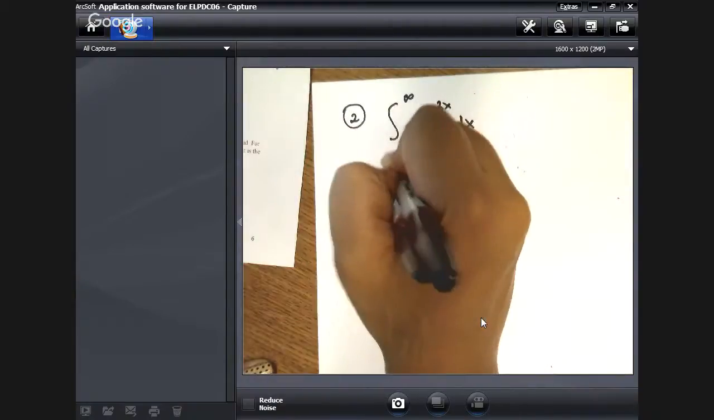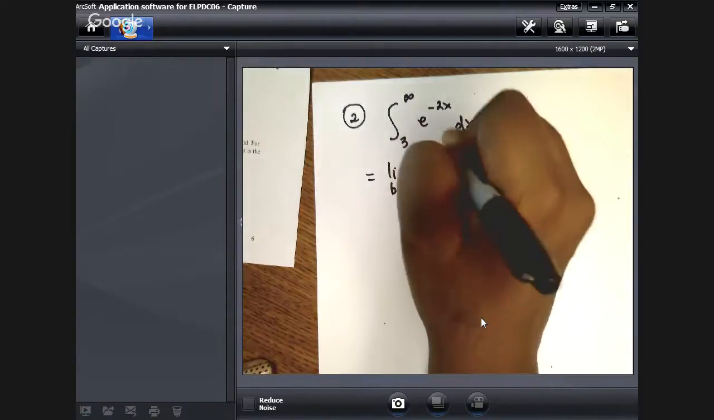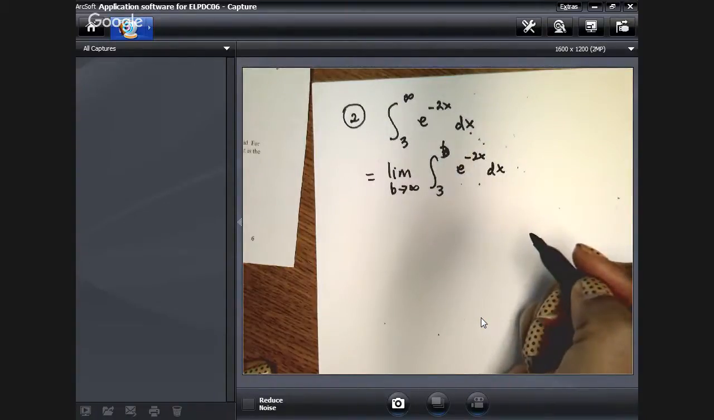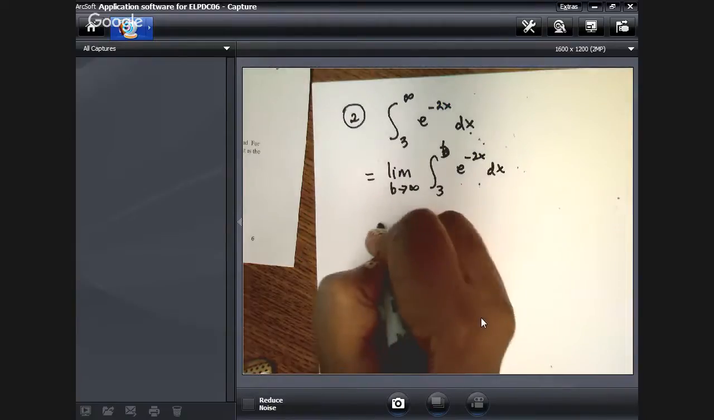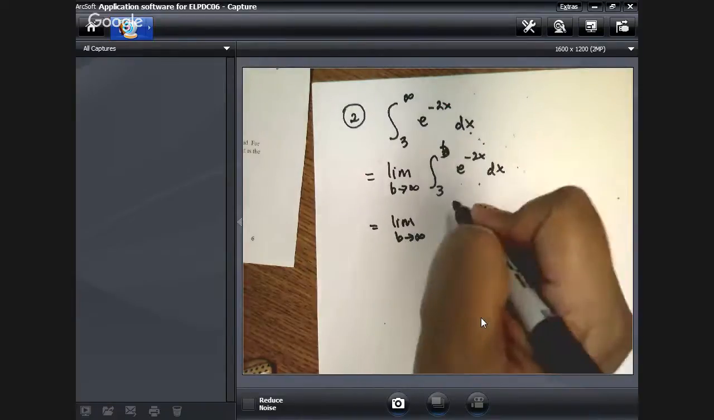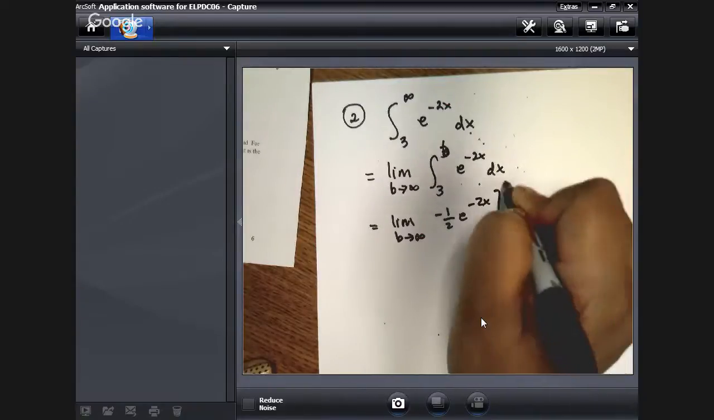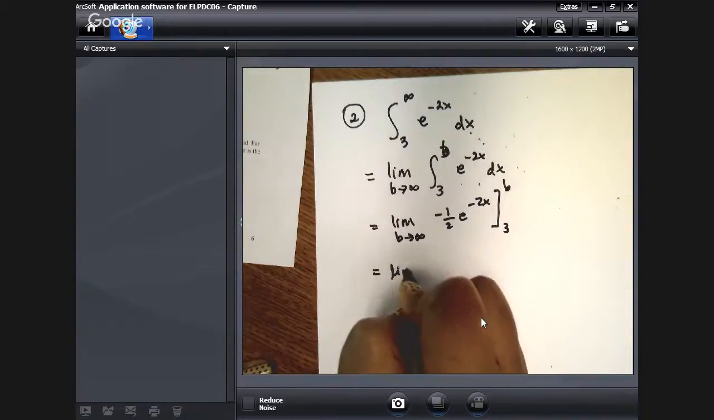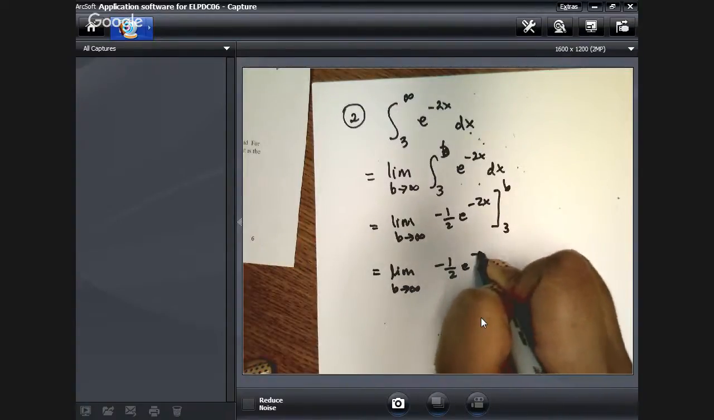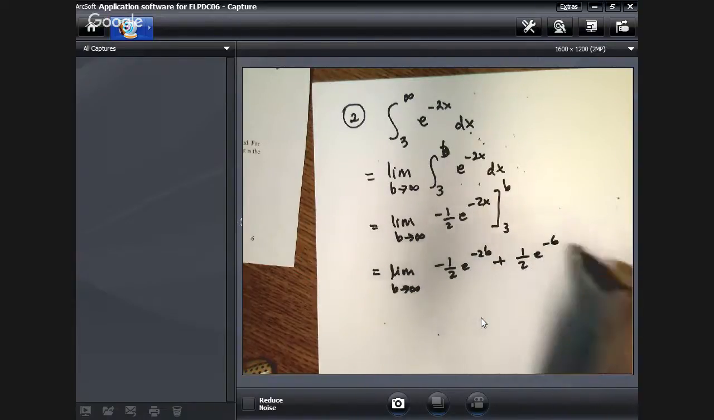So this is equal to the limit as b goes to infinity of the integral from 3 to b of e to the minus 2x. I'm going to, hopefully my writing will slow down my talking. This is the limit as b goes to infinity of negative 1/2 e to the minus 2x, evaluated from 3 to b. This is the limit as b goes to infinity of negative 1/2 e to the negative 2b plus 1/2 e to the negative 6.